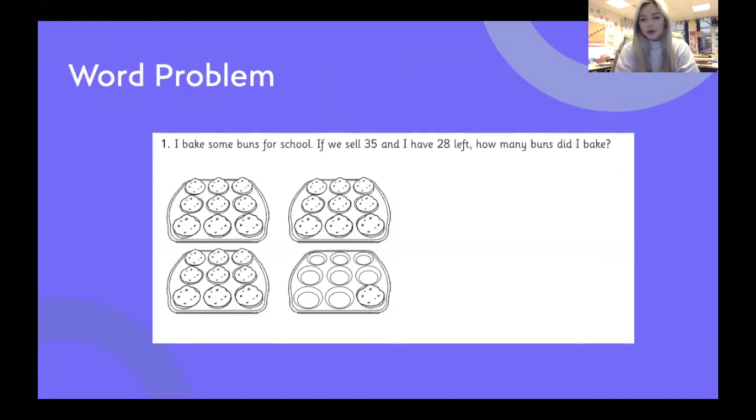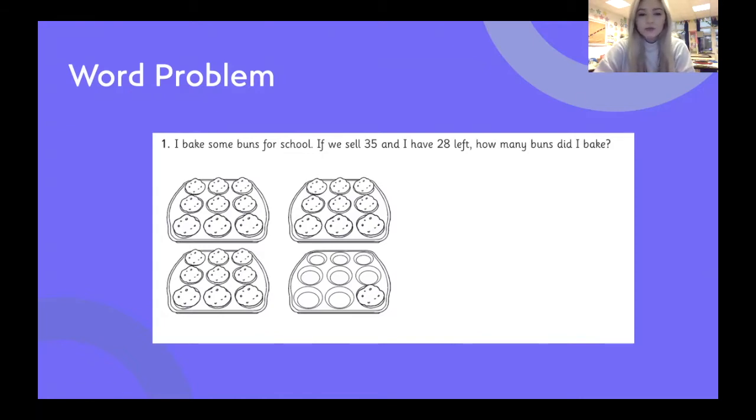Now, I've put on the screen an example of a word problem that you might come across in a test. It says, I bake some buns for school. If we sell 35 and I have 28 left, how many buns did I bake? Now, when we read this, it's really important that the first thing we do is underline the really important parts of this question, okay? Because it can be quite distracting trying to think about lots of different buns and the fact that people are at school and that they're baking, okay?